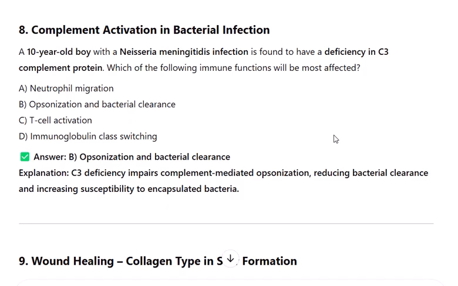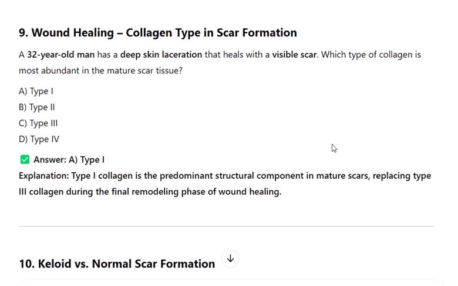9. Wound healing, collagen type, and scar formation. A 32-year-old man has a deep skin laceration that heals with a visible scar. Which type of collagen is most abundant in the mature scar tissue? A. Type 1, B. Type 2, C. Type 3, D. Type 4. Answer: A. Explanation. Type 1 collagen is the predominant structural component in mature scars, replacing type 3 collagen during the final remodeling phase of wound healing.